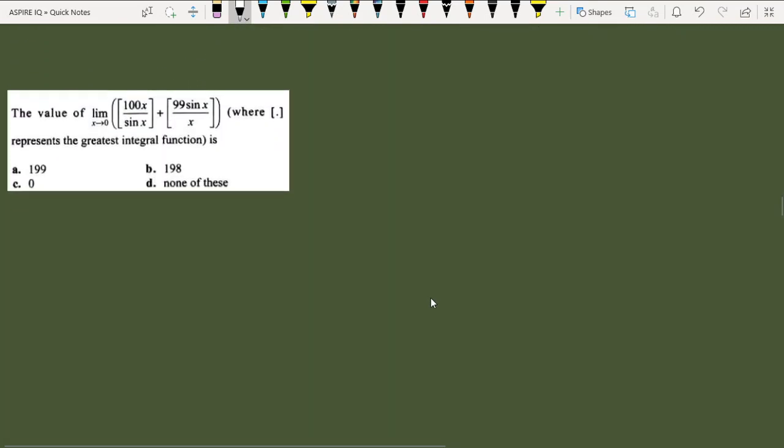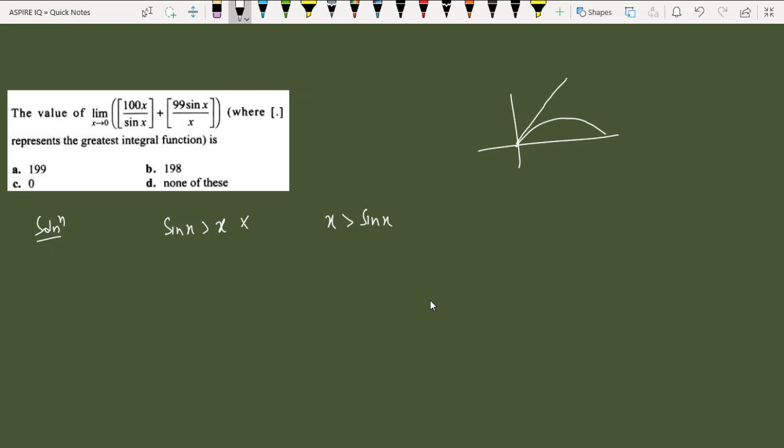Next question. This is a very important question. Before solving, let's understand the concept. We know sin x is greater than x. Is it true or false? This is false. We know x is greater than sin x. Why? From the graph you can easily see this is the sin x curve, and y is equal to x, so x is always greater than sin x in the interval 0 to pi.